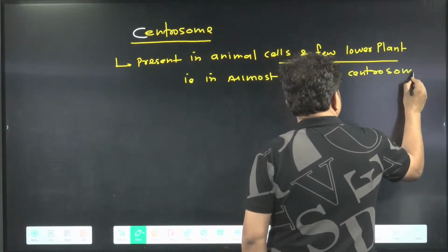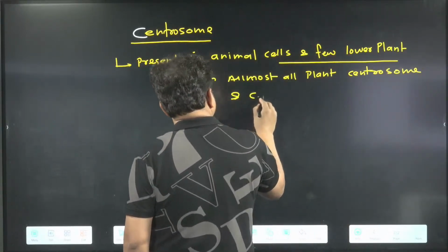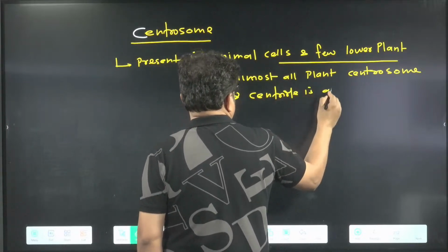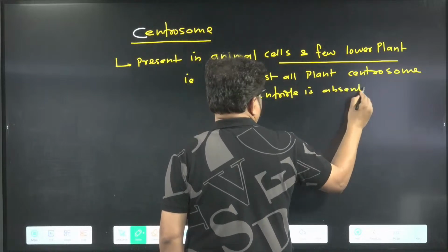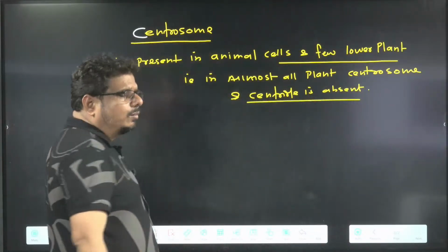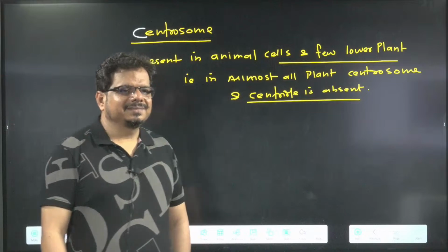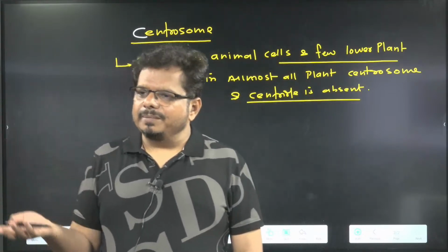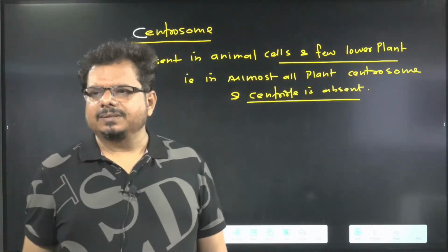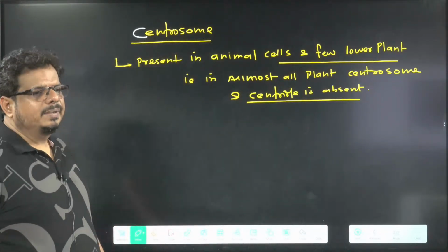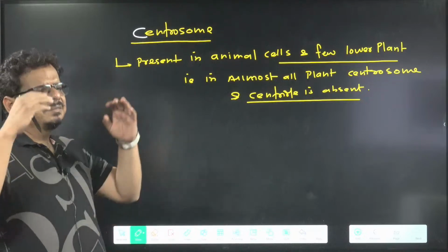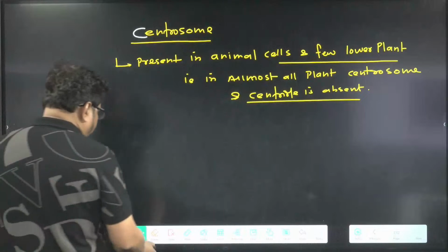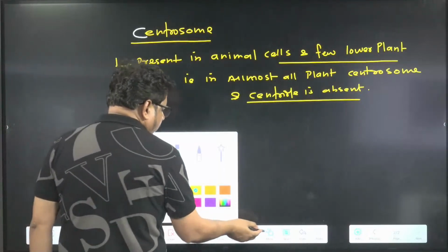Centrosome and centriole are absent. Got the idea? Almost all means not all. Almost all means someone are there who are present also. Almost all doesn't mean all. Almost means usually, mostly. Now I am going to talk about the structure of the centrosome.